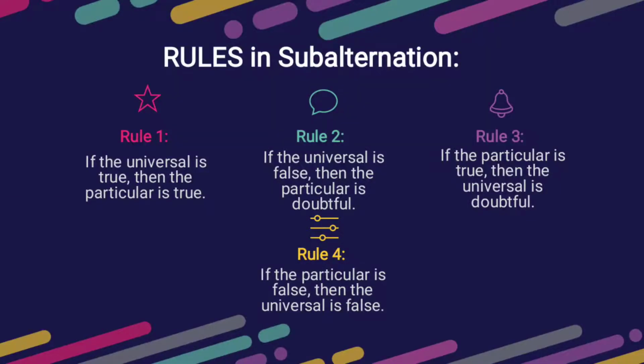There are four rules in the subalternation. The first rule is, if the universal is true, then the particular is true. If the universal is false, then the particular is doubtful. If the particular is true, then the universal is doubtful. And lastly, if the particular is false, then the universal is false.